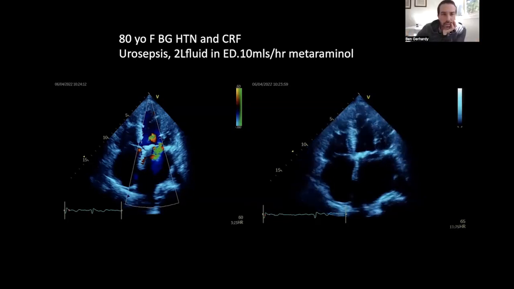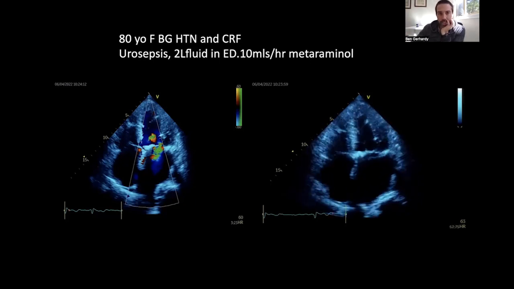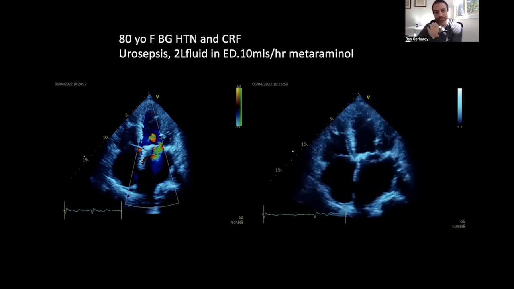Yeah, so quite brief. 80-year-old female, background hypertension and chronic renal failure, urosepsis, had a lot of fluid in ED. She now wants some aramine.